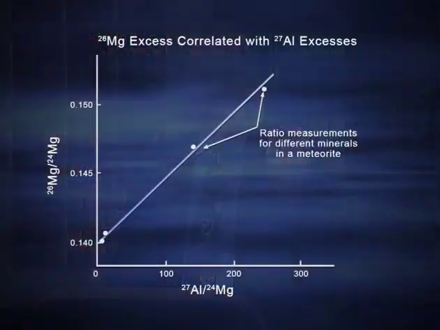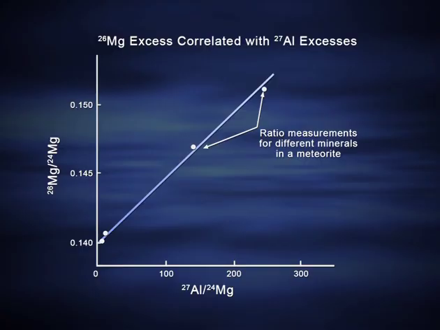But in the chondrules, what we do is use a technique similar to that I discussed last time of making a ratio from magnesium-26 to the stable isotope magnesium-24, and aluminum-27, the stable isotope of aluminum, to magnesium-24. Magnesium-26, remember, is the product of the aluminum-26 decay.